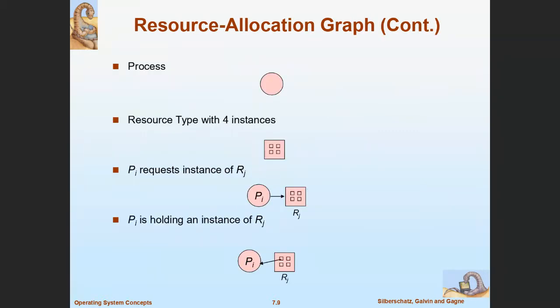Just on the contrary. So the processes will be represented by circles, resources by squares, with small squares inside representing the instances. So when the process Pi is requesting an instance of Rj, it's an arrow from Pi to Rj. And if the process is holding, the arrow goes from a certain instance of R to Pi.